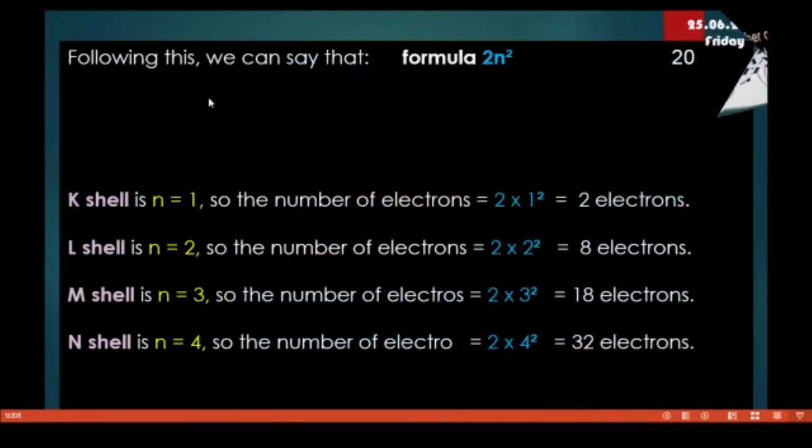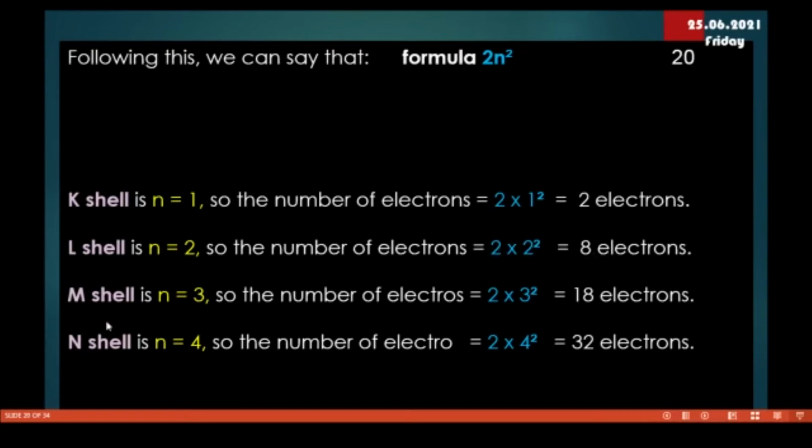So for the K shell, n is equal to 1, so the number of electrons is 2 into 1 square. 1 square is 1, 2 times 1 is 2 electrons. For the L shell, n is equal to 2, so the number of electrons is 2 into 2 square. 2 squares are 4, 2 fours are 8 electrons.